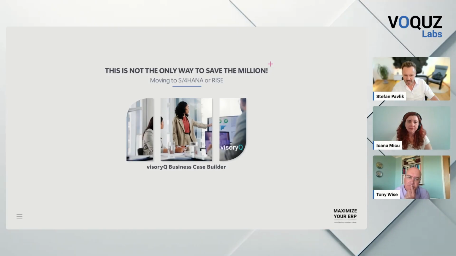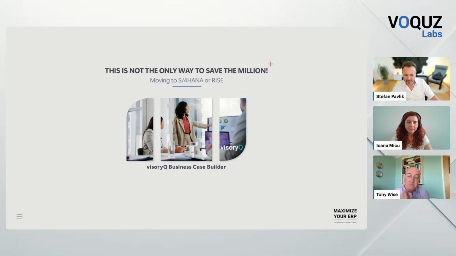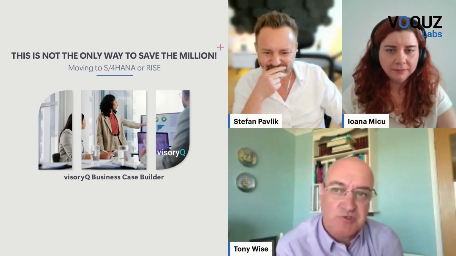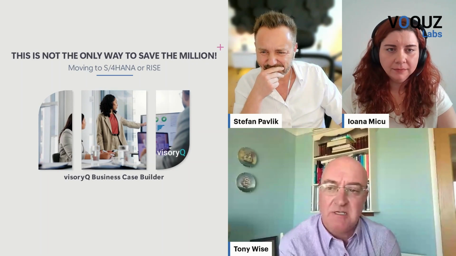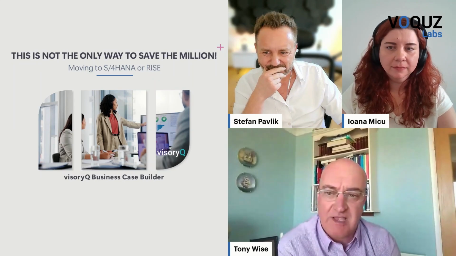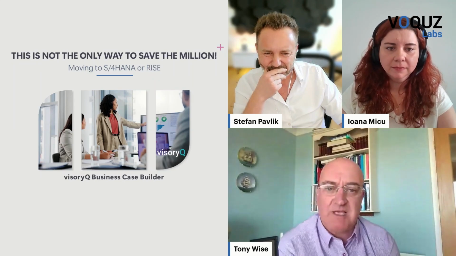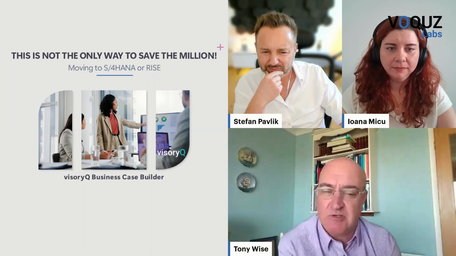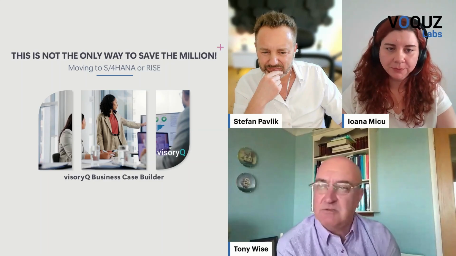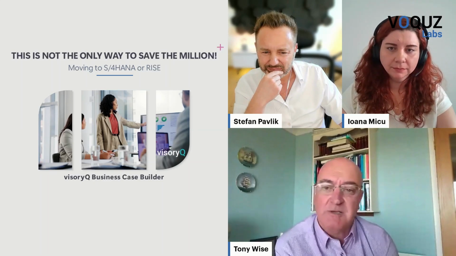That's not the only way to save the million, Tony. No, it's a very good way to start to save a million, though. As I say, we always recommend a proactive approach to managing your SAP licenses. But let's assume you've got your house in order. Let's assume that everything's squeaky clean. You know exactly what you've got. You know exactly what your users are doing. You know exactly the licensing implication and costs.